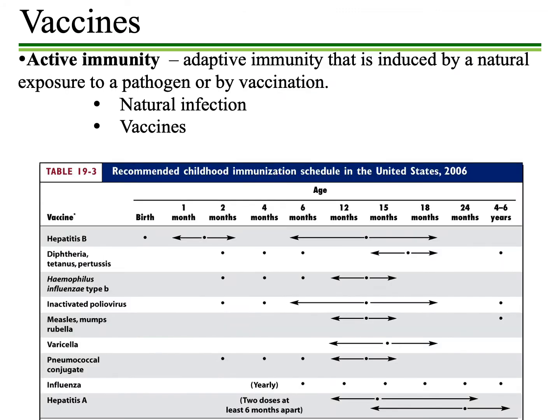The second category of immunity, dealing specifically with vaccines, is active immunity. Active immunity is an adaptive immunity that occurs or is induced by a natural exposure to a pathogen or a vaccination. So if you had chickenpox as a child, what happens is you become immune to chickenpox, and we know what's happening because of all of the things we discussed specifically with the adaptive immune response.